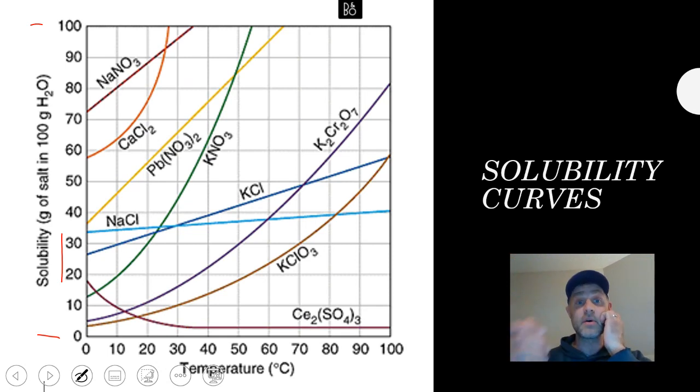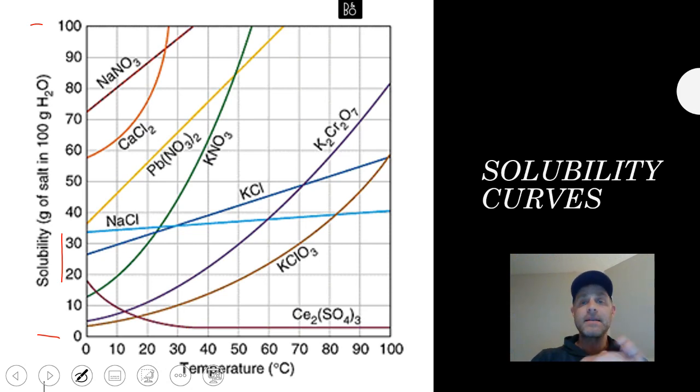Now, we've been talking about Kool-Aid, but salt also dissolves in water. Table salt for us is NaCl, but all of these on this graph here are types of salts. They're a metal and a non-metal. They're an anion and a cation. They form what's called a salt.